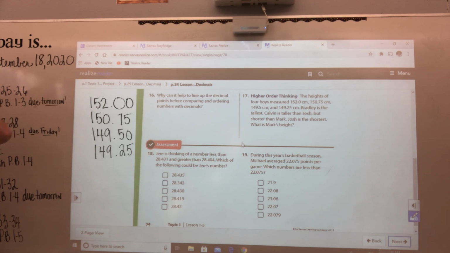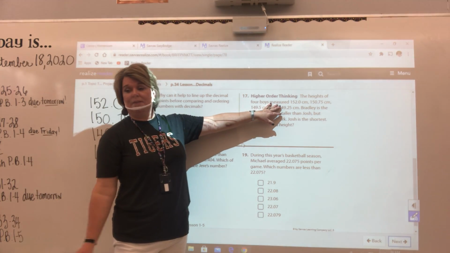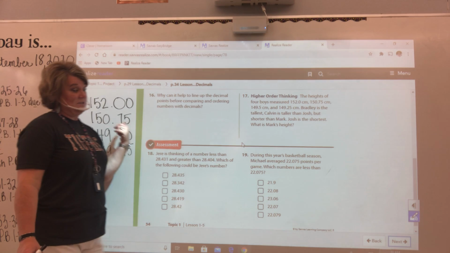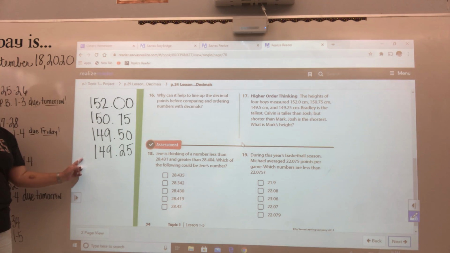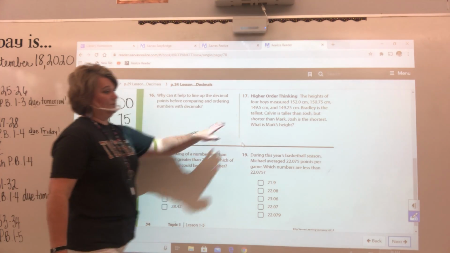Now, this is heights of men, or boys, whatever. But you know what this looks like to me? This looks like money. I think it would be easier to think of it like money than heights of men. Okay, what does this look like in money? $150.75. $149.50. $149.25. So there's all the heights.